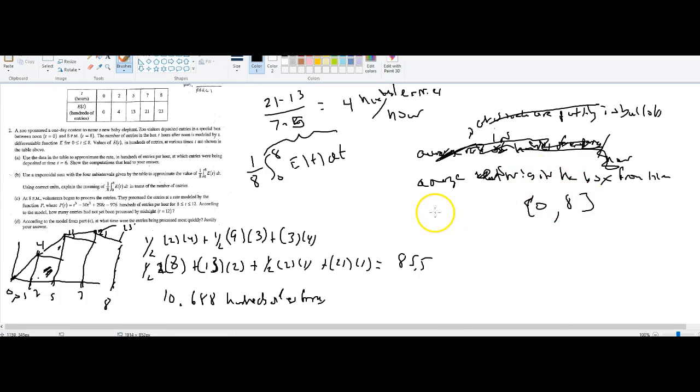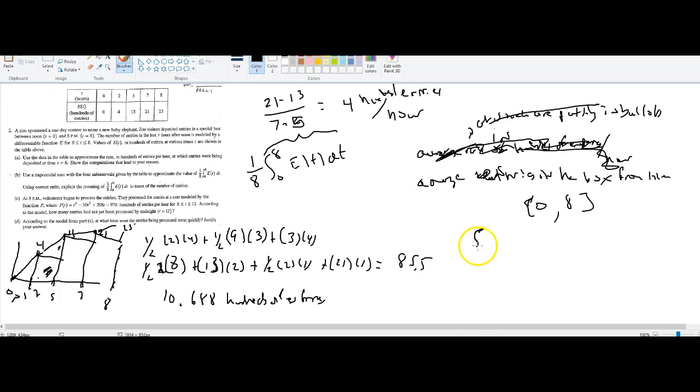Okay, part C. At 8 p.m., the volunteers begin to process the entries. They process the entries at a rate that can be modeled in the following way, where the rate is in hundreds of entries per hour from 8 to 12. According to the model, how many entries can be processed by midnight? Okay, so they say 8 p.m. processed at this rate. If this is the rate, how do I turn it into a number of entries?